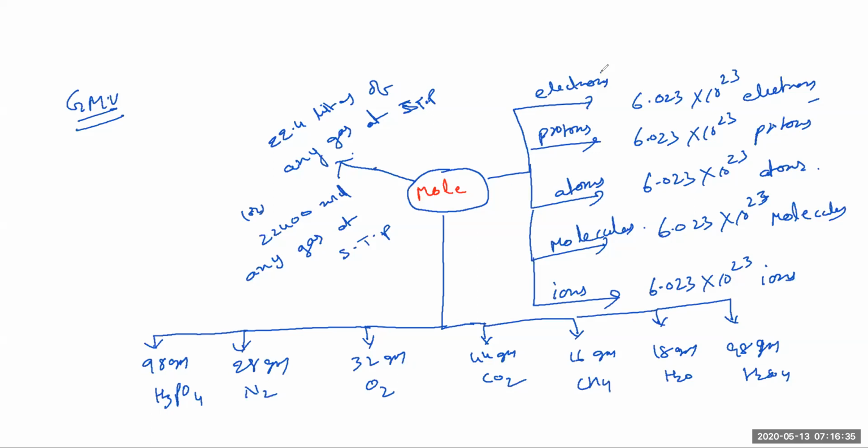Yeah, generally it is 6.022, but 6.023 is common. You can take it. It's not an issue. 6.022 or 6.023, there is no large difference. You can say 6.023. It's not an issue, right?